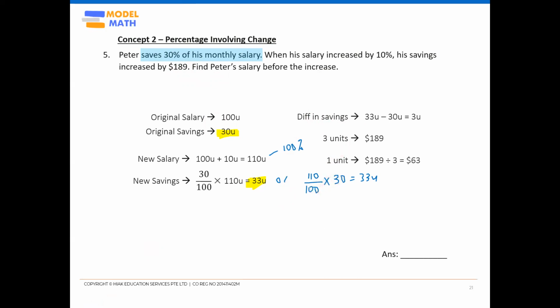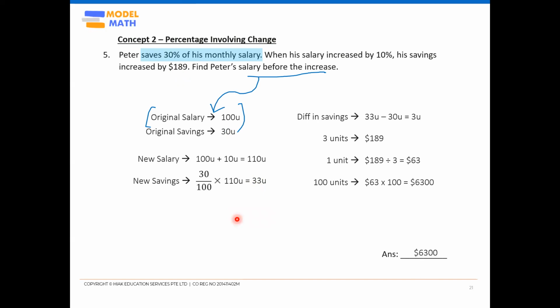Let me erase my ink there. Now, once you have 1 unit, always read back the final question. We want his salary before the increase. Where's the salary before the increase? Salary before the increase means the original salary, which is this one. The original salary, as we can see, is 100 units. So we just need to work out the value of 100 units.